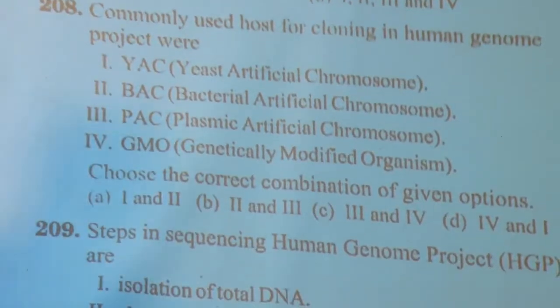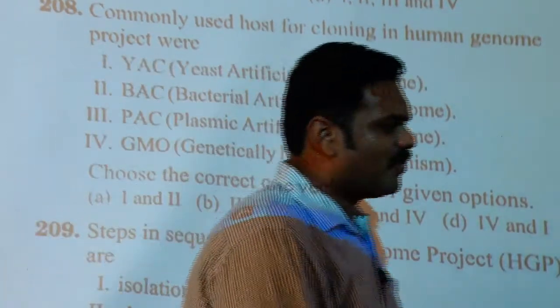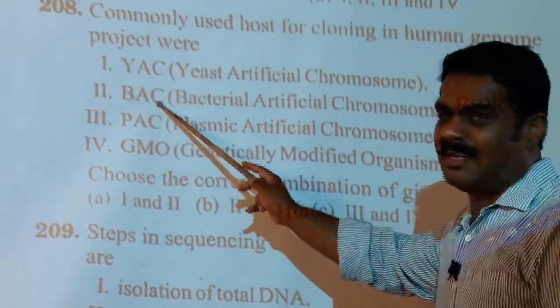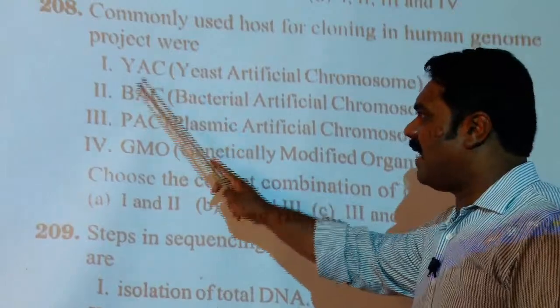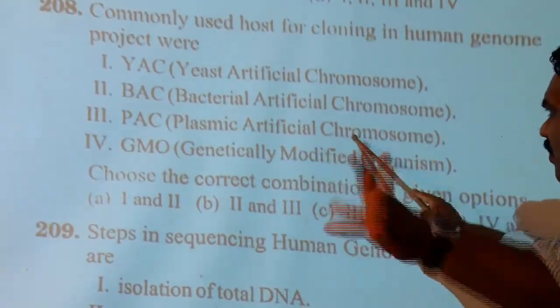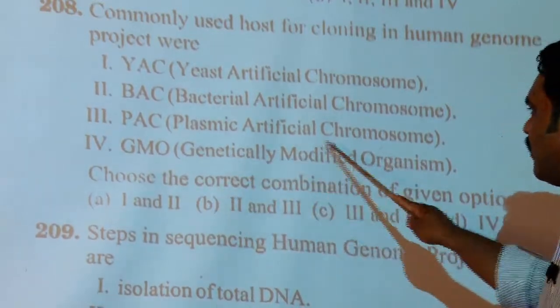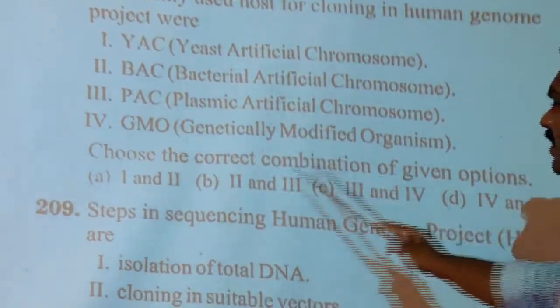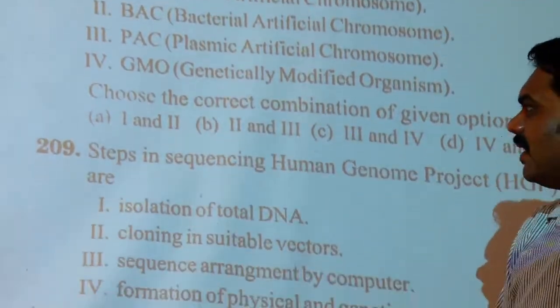Next. Commonly used for cloning in the human genome are two things. Yeast artificial chromosome, bacterial artificial chromosome. Plasmid artificial chromosome, no. GMO, genetically modified organism, no. So choose the correct combination, 1 and 2.